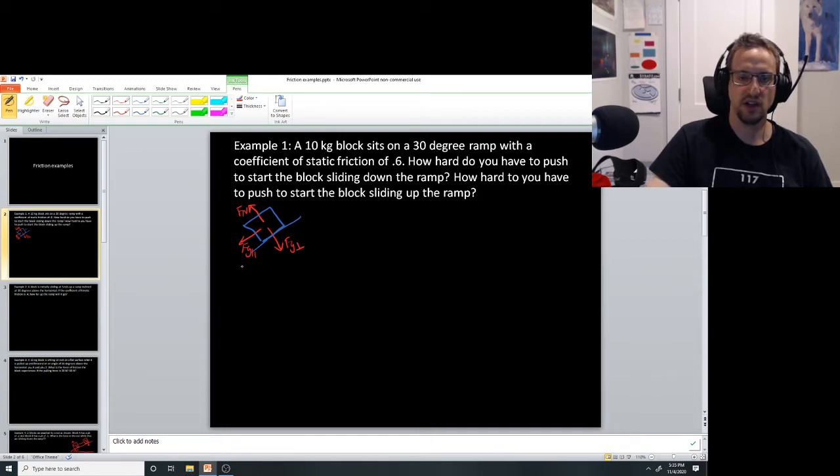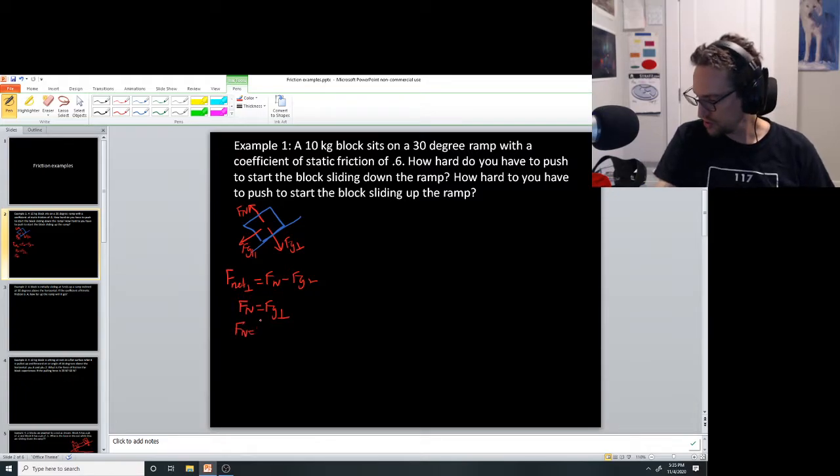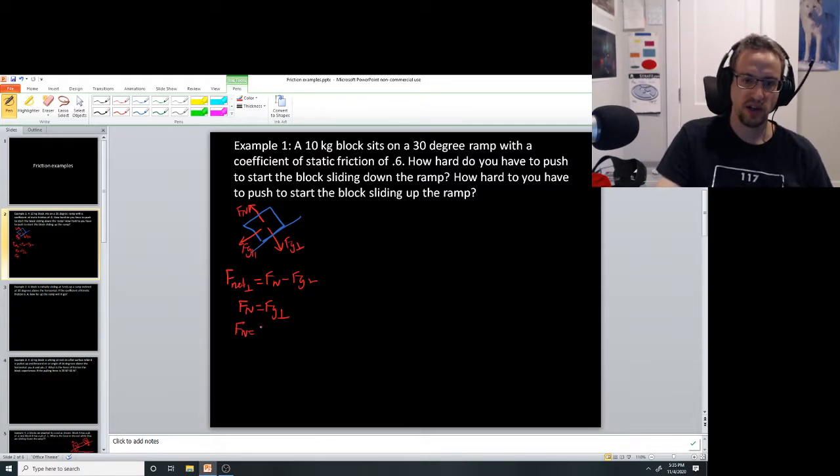Just have these 3 forces. So normal force, F net perpendicular equals F normal minus FG perpendicular. I think we can safely say that F normal is equal to FG perpendicular, right? Because this should be 0. F net perpendicular is 0. So normal force is equal to 84.9.